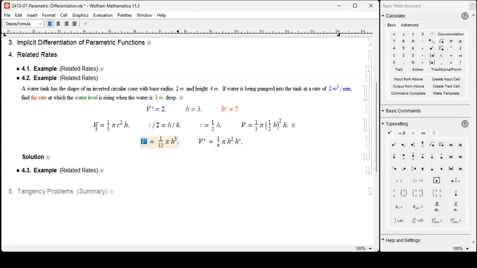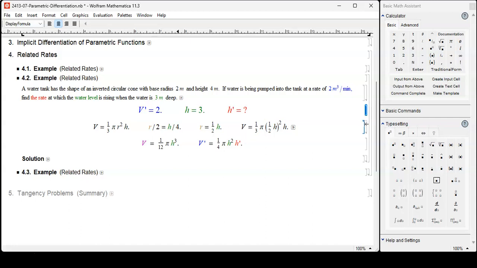So after all the geometry, we've got into this equation. V is 1/12 pi h cubed. So V and h are related like this. And the rates, V prime and h prime, are related this way: 1/4 pi h squared h prime. And then this is h prime. So keep it with green. Color coding really helps.